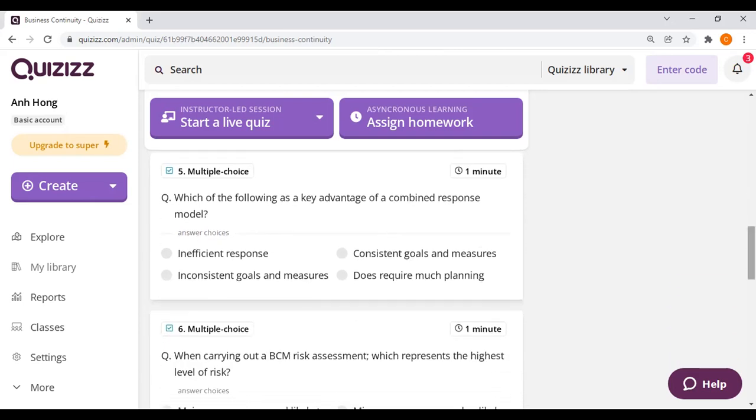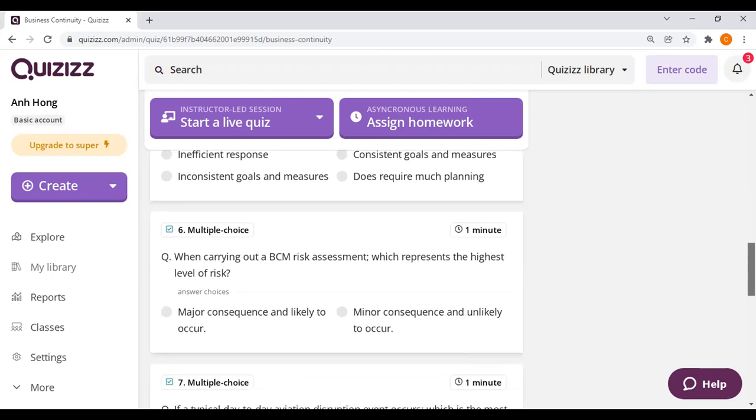Fifth question, which of the following is a key advantage of... we're going to have to skip this one because those are the slides I skipped earlier. I'm sorry. Can we skip question five? We might come to it later tomorrow.